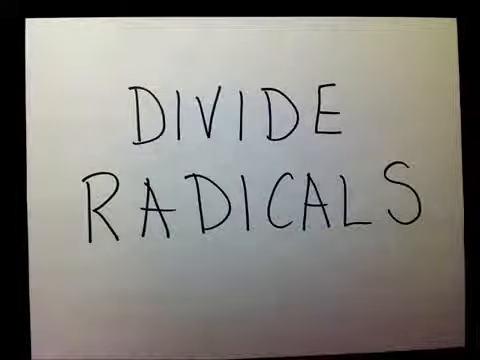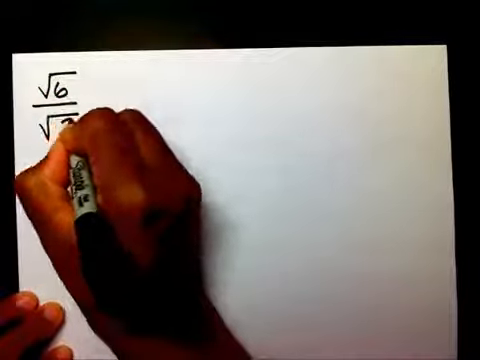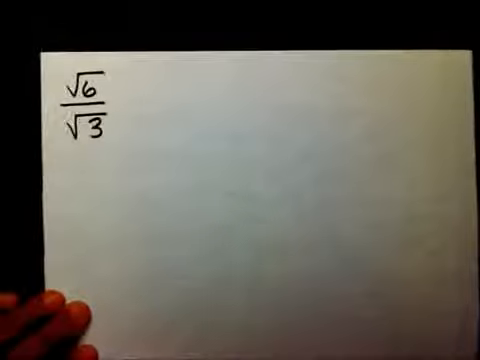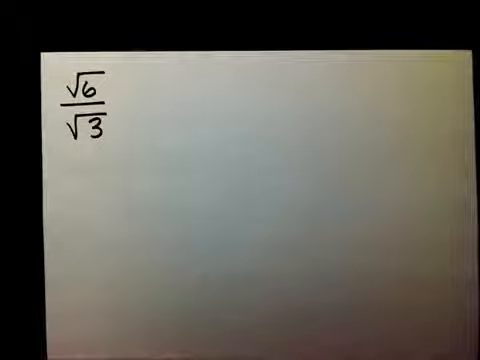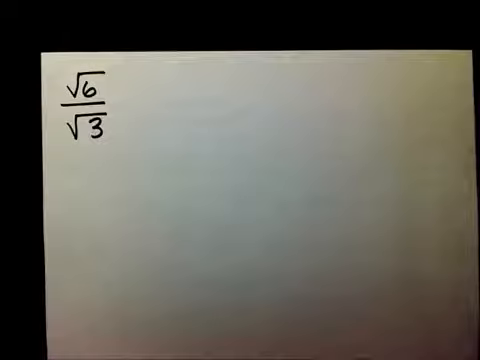Today we're going to divide radicals. Okay, let's get started. We have radical 6 divided by radical 3. When you divide radical 6 by radical 3, you want to do something called rationalize the denominator.